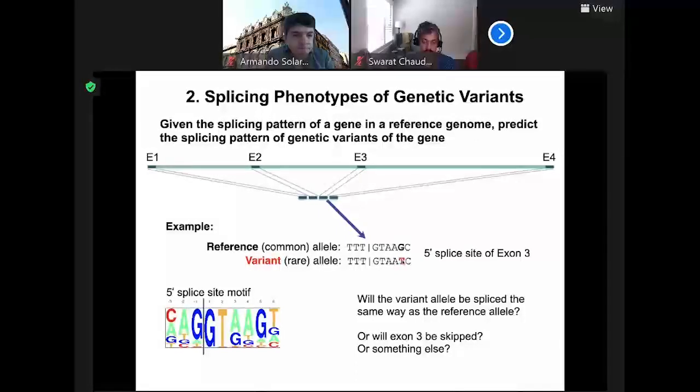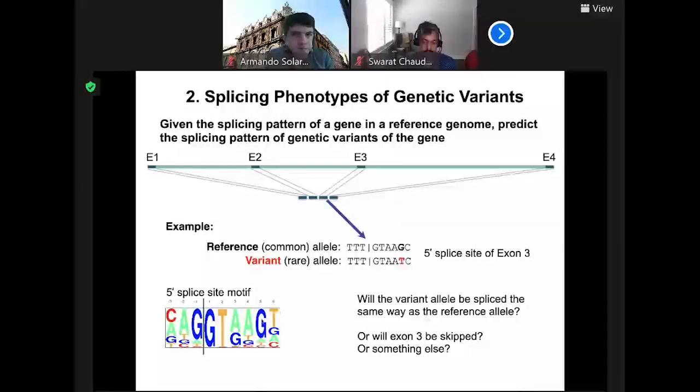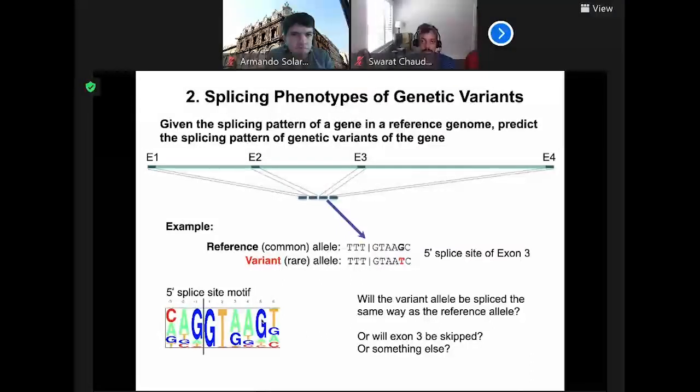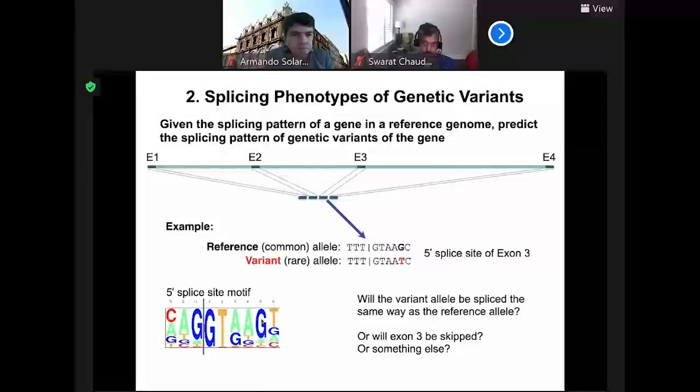And the question would then be, if you look at the motif for the 5' splice site, you can see that the G is preferred and the T is not preferred. So therefore, this variant would be predicted to weaken that splice site. But does it matter? Maybe this exon is strong enough that it can tolerate that variation, or maybe it will completely disrupt splicing. And so that's the challenge here, to predict: will this variant cause this exon to be skipped by the splicing machinery, or spliced normally, or perhaps some other splicing pattern might arise?